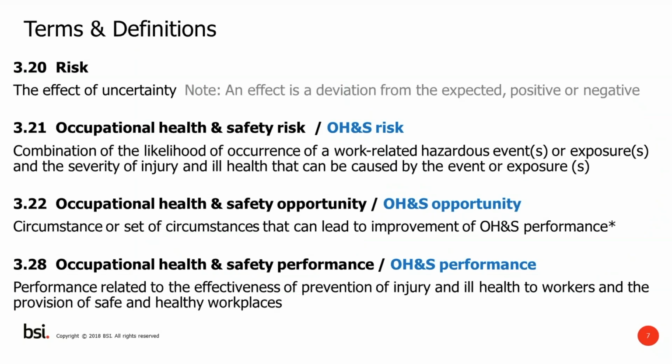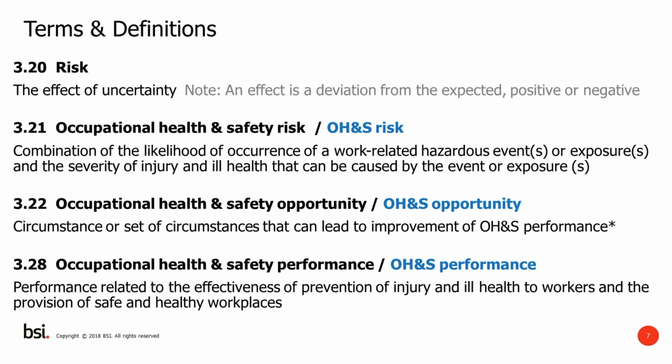It's useful at this stage just to have a look at some terms and definitions. Okay, so within 45001, risk is defined as the effect of uncertainty. Okay, so in effect, that's a deviation from the expected, and it can be both positive and negative. Okay, so imagine flipping a coin in the air. One side you have a positive outcome, on the other side you have a negative outcome, but all the time the coin is in the air, the effect is actually uncertain.